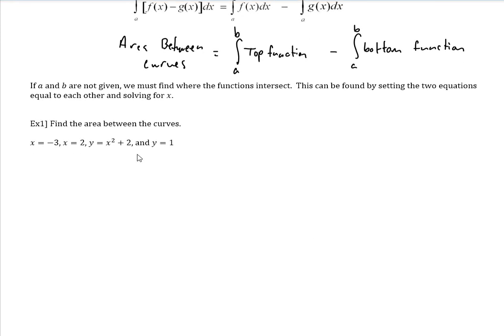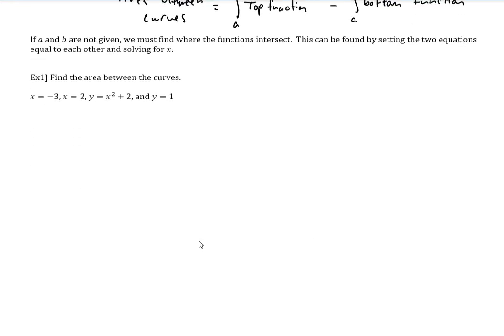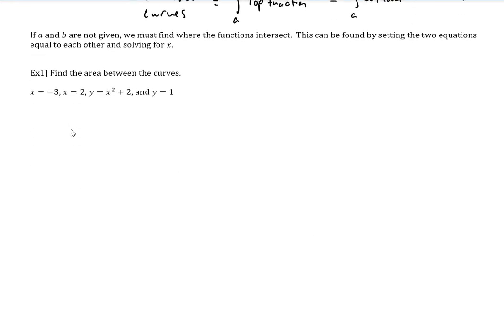So let's go with this here. One thing to remember is these x equals are vertical lines. So remember, x equals a number, that's a vertical line. Whereas y equals a number, that would be a horizontal line. Let's put the word line in there too.